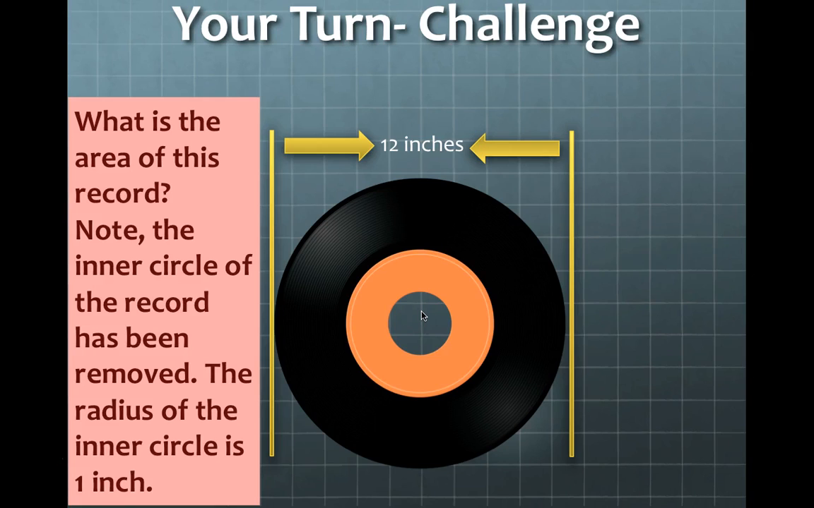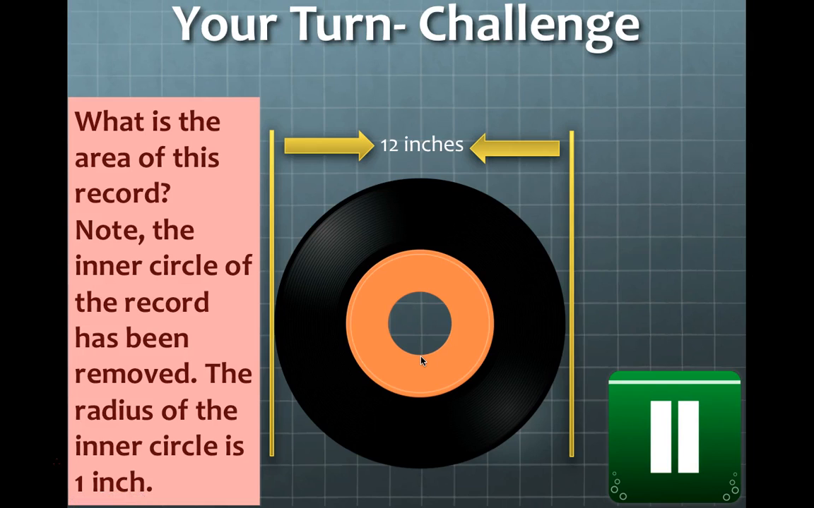So what would be the area of that record then? Of course, as you can see, it has a diameter of 12 inches. The inner circle has a radius of 1. So let's see if you know what to do for this one. So we're going to pause at this time, and I'm going to give you a chance to work. All right, let's see how you did.